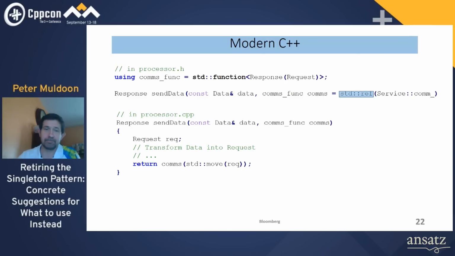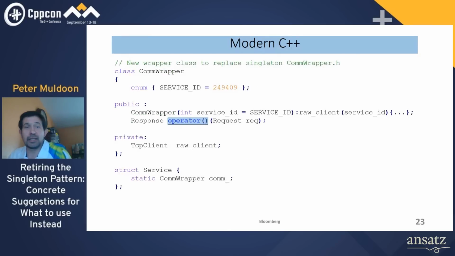So we're all good. If I go back to my comms wrapper class, I just have some modest changes. I don't need virtual anymore. But because it's std::function, I have to overload the parens operator. There's no send method anymore. But more or less, it's the same as it was.